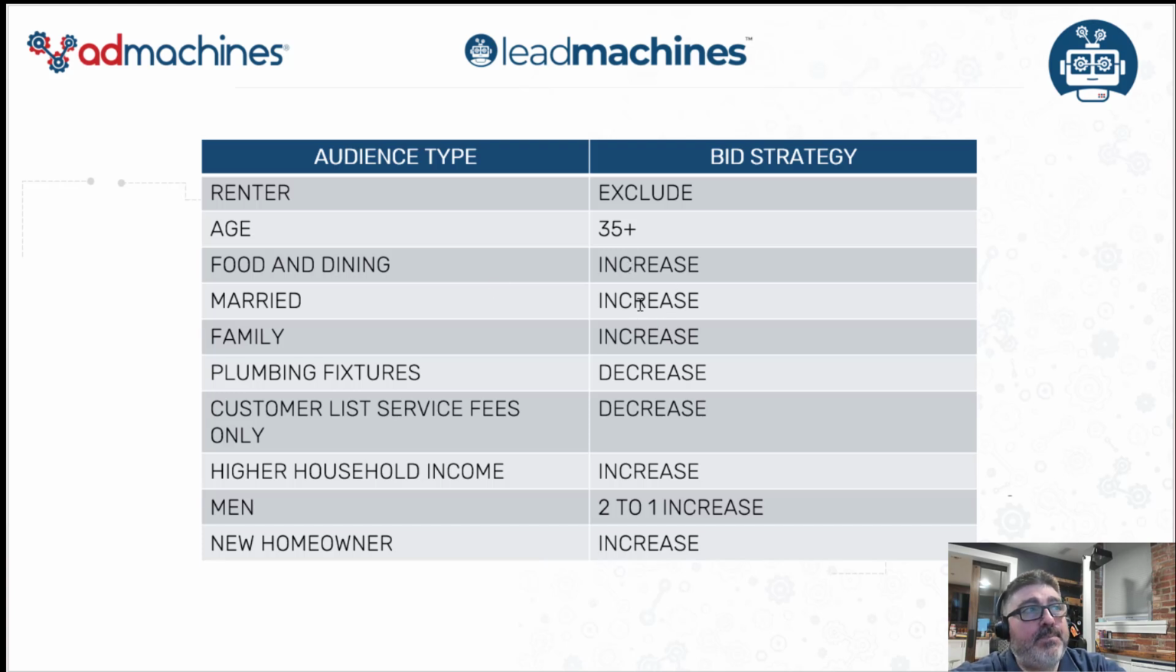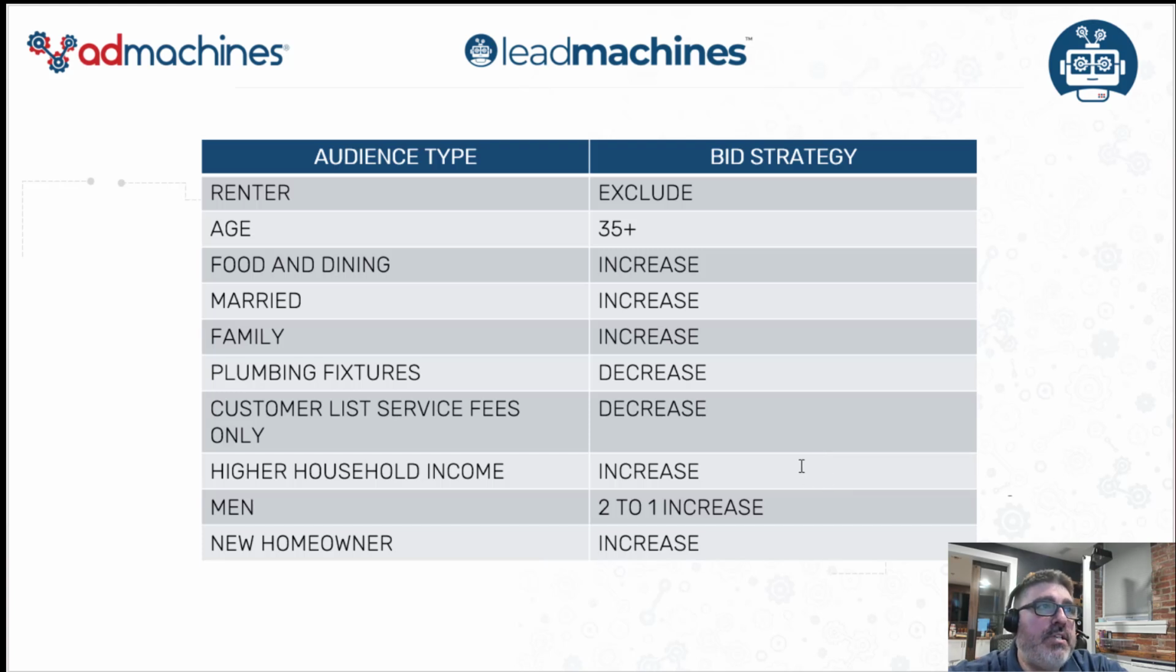We also target people who are married and have a family, with more people in the home, since there's a greater amount of pain. Plumbing fixtures, we're going to decrease that. So if somebody's searching for a sink drain repair or drain backup, we're going to decrease people who are searching for fixtures. This is an in-market audience. We can actually target people or exclude people who are actually in the market searching for plumbing fixtures. So if you remodel bathrooms or kitchens, then this would be a campaign that you could set up just targeting people who are into this.